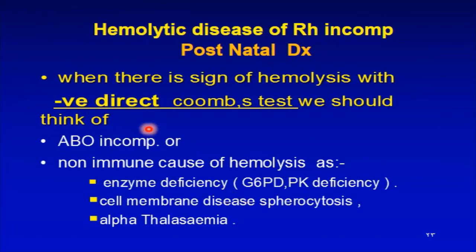When there is a sign of hemolysis, low hemoglobin and high reticulocyte count with other features of hemolysis, with a negative direct Coombs test, we should think of ABO incompatibility, where the Coombs test may be either negative or weak to moderately positive, or non-immune causes of hemolytic disease such as G6PD deficiency, pyruvate kinase deficiency, spherocytosis, and so on.